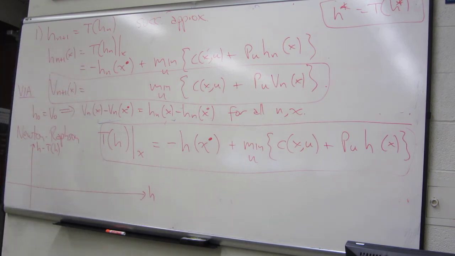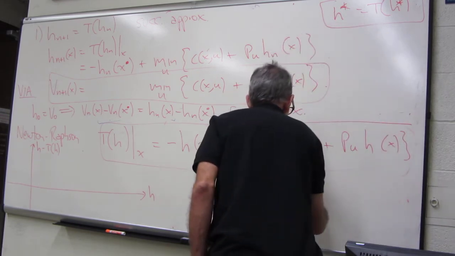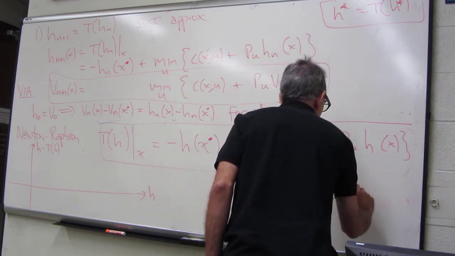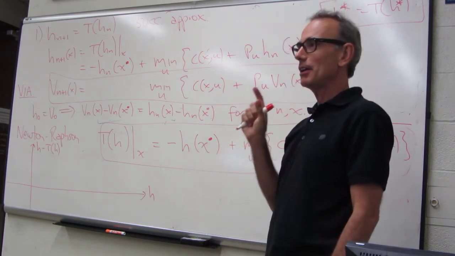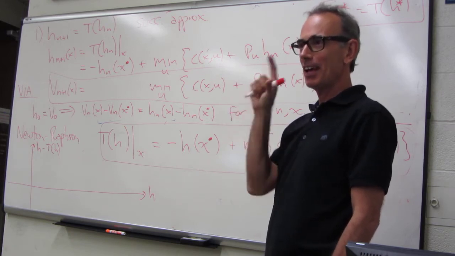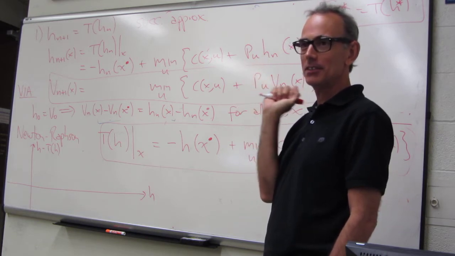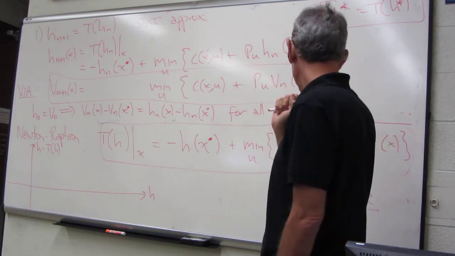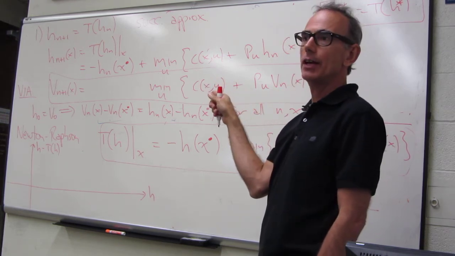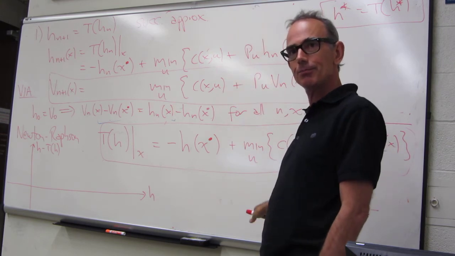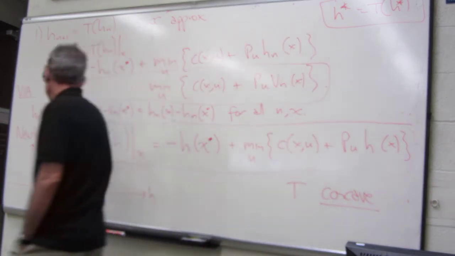Now, the minimum of linear functions is concave. By now you all should nod your head when I say h is a column vector. And if you don't know what concavity of a function is, then just look it up, okay? But T is a concave function of h. And the reason for looking at h minus T of h is that I get a convex function. And we're trying to solve this equation, which means we're trying to find a root of this equation.